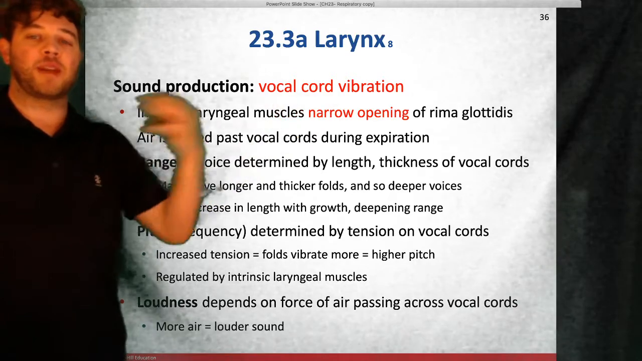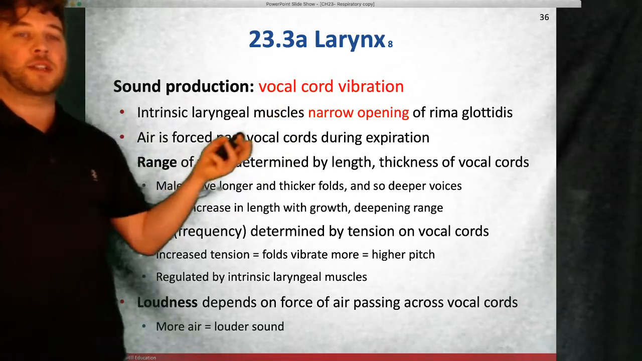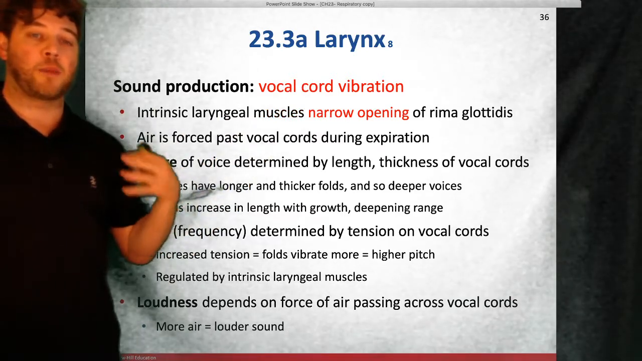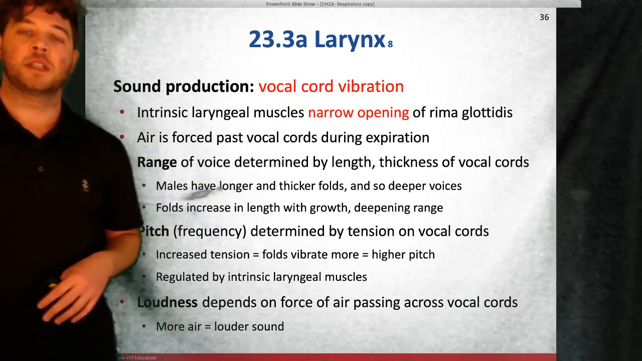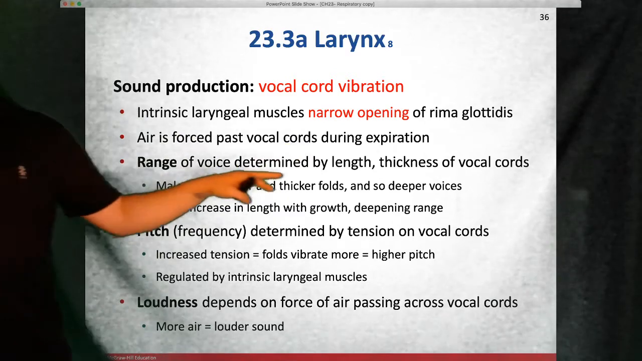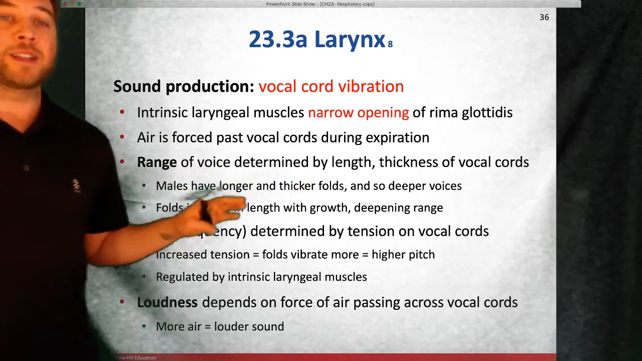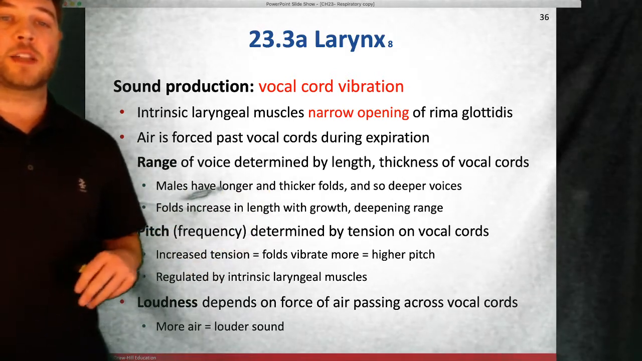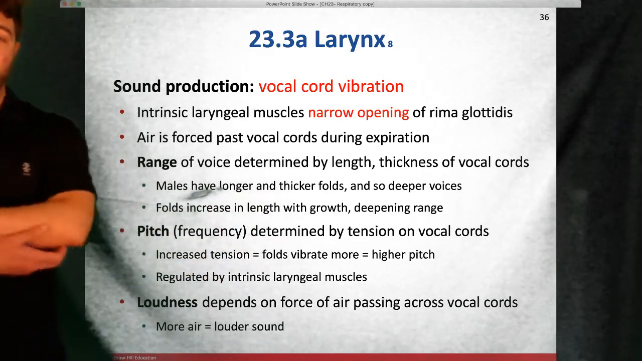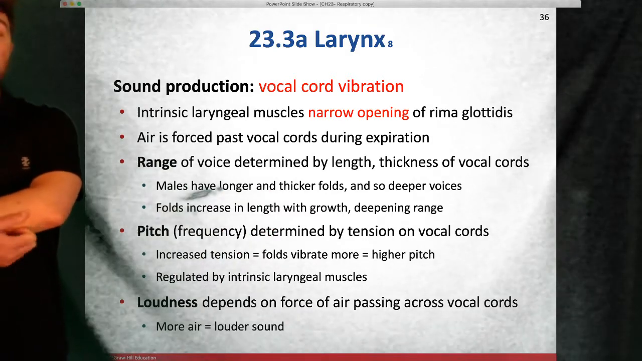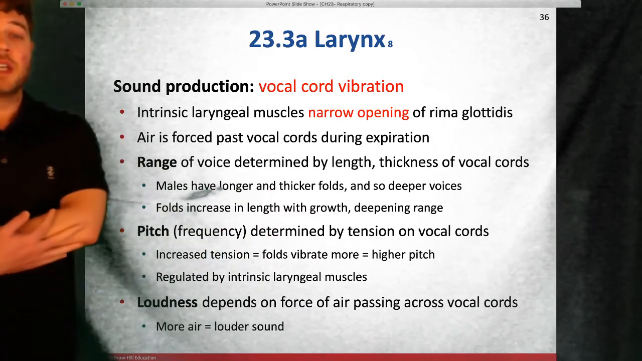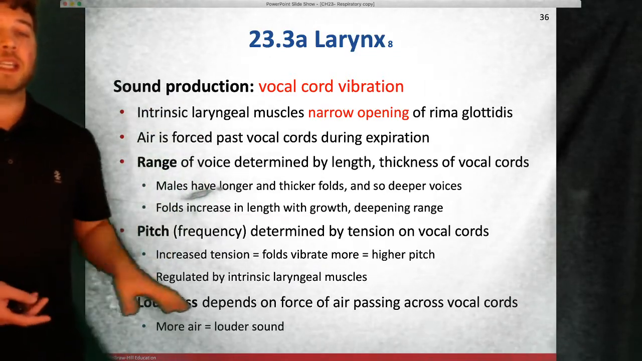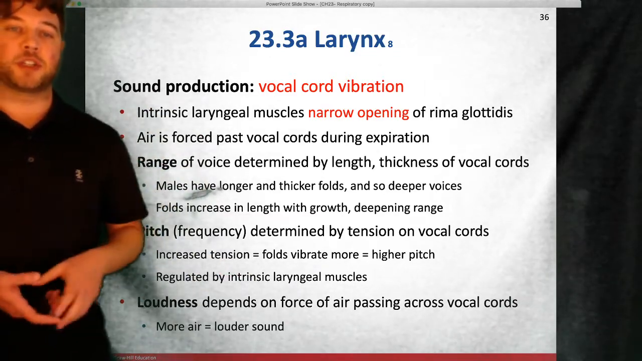So for sound production, we have to have vocal cord vibration. The intrinsic laryngeal muscles narrow the opening of the rima glottidis to force air past the vocal cords during expiration. Range is determined by the length and thickness of the vocal cords. Males have longer and thicker cords, so deeper voices. The folds increase in length with growth, deepening the range. The pitch is determined by the tension on the vocal cords. More tension, folds vibrate higher, a higher pitch, regulated by the intrinsic laryngeal muscles.